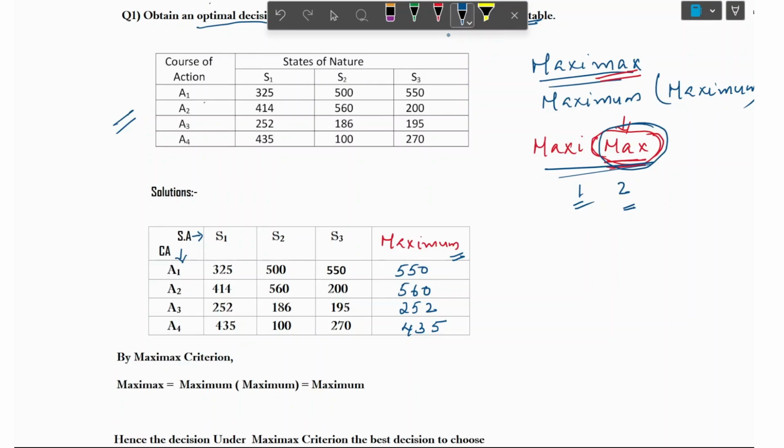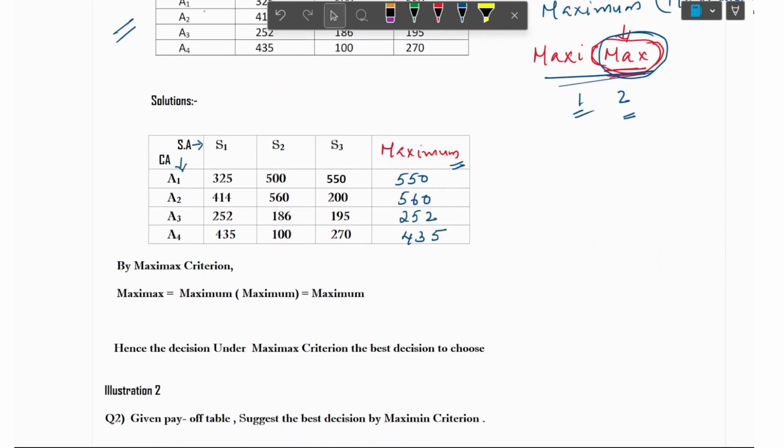Okay. Now here we can conclude, this is only the table, where maximum values are written by the Maximax criteria. Which criteria? That one. Maximax means maximum of maximum, and maximum of this bracket. In this bracket I'm going to write the values 550, 560, 252, 435. What have I written? Maximum of maximum. Therefore, I have written the maximum of the bracket, maximum values.